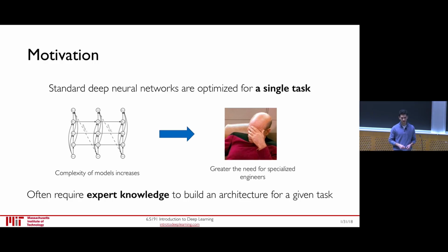Modern deep neural network architectures are not like this. They're optimized for a single task, and this goes back to the very beginning of this talk where we talked about the universal approximator. As these models become more and more complex, you have to have more and more expert knowledge to build and deploy these models in practice. And that's exactly why all of you are here. You're here to get that experience such that you yourselves can build these deep learning models.